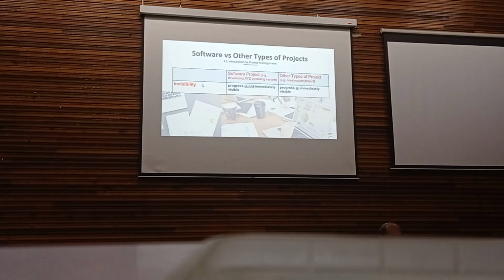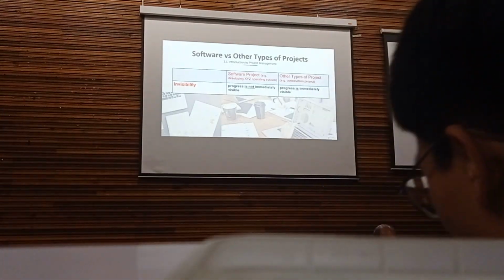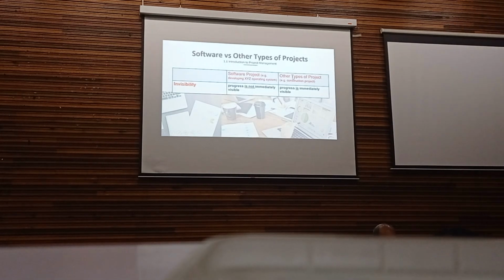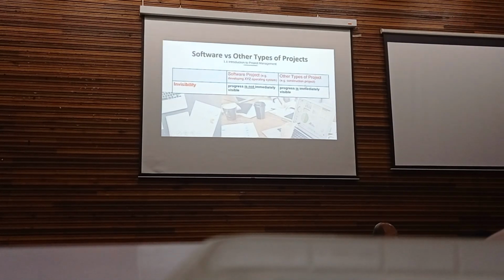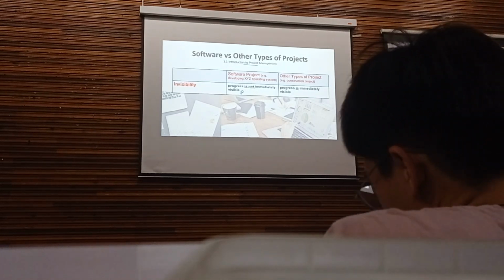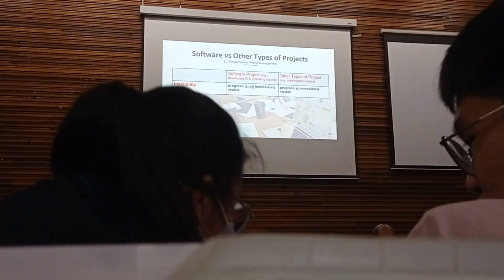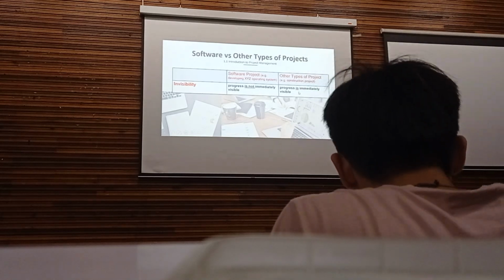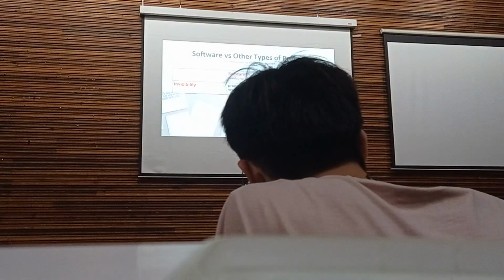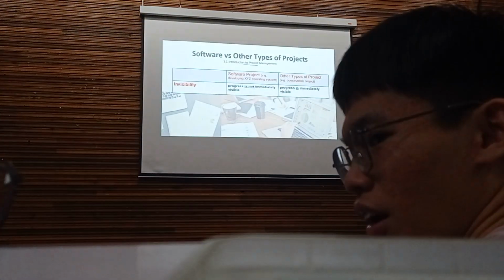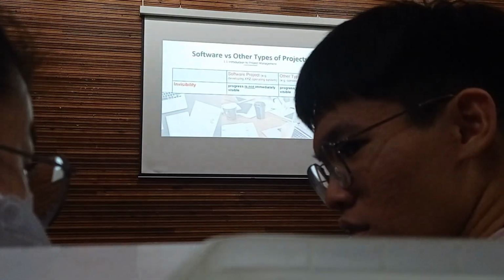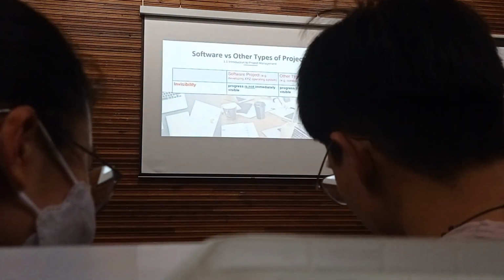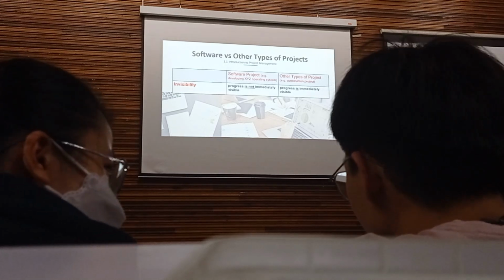So the first difference is invisibility. We compare software projects with other types of projects such as construction projects. For software projects, progress is not immediately visible. For other types of projects such as construction, progress is immediately visible. In a construction project, you can see immediately the progress, whether it's 10%, 30% or 60% completed. You go to the site, you can see how much work is done.